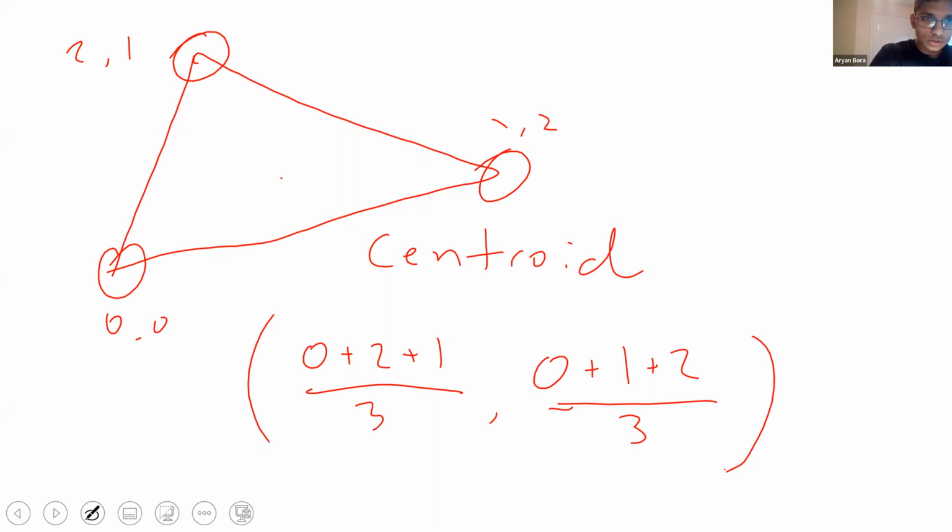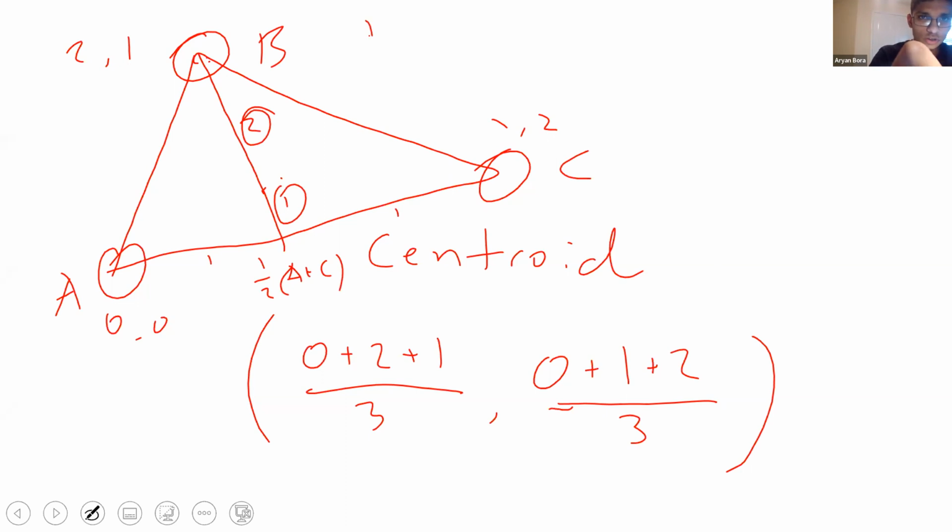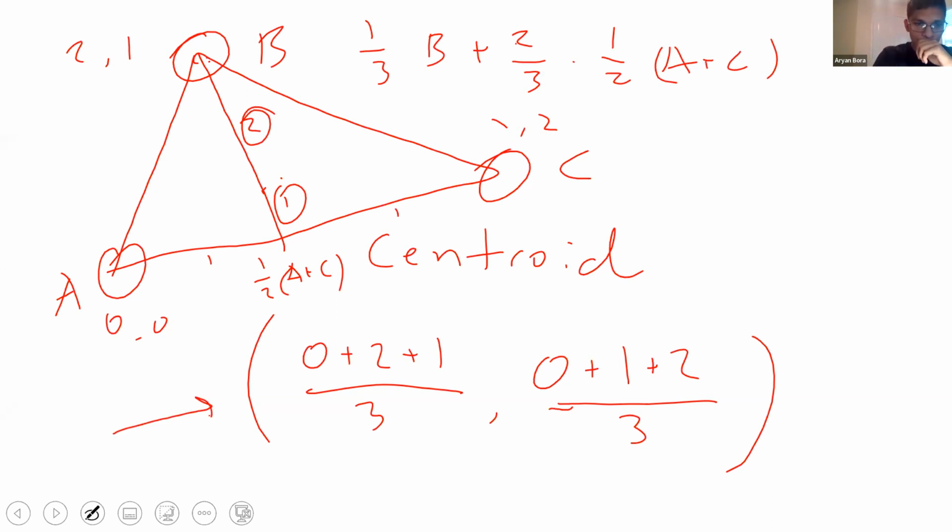If you're not convinced, well, we know the centroid divides a median into a 2-to-1 ratio yet again. And of course, that's a median. Then this is just 1 and 1. So basically, we can call this point half, label the triangle, half A plus C. And then we want this 2 times because 2 here and 1 here. So basically, it's going to be 1/3 B plus 2/3 of 1/2 A plus C, which is just 1/3 A plus B plus C, or what we have here. So this will allow us to see that the centroid of this triangle is just 1, 1. Awesome.